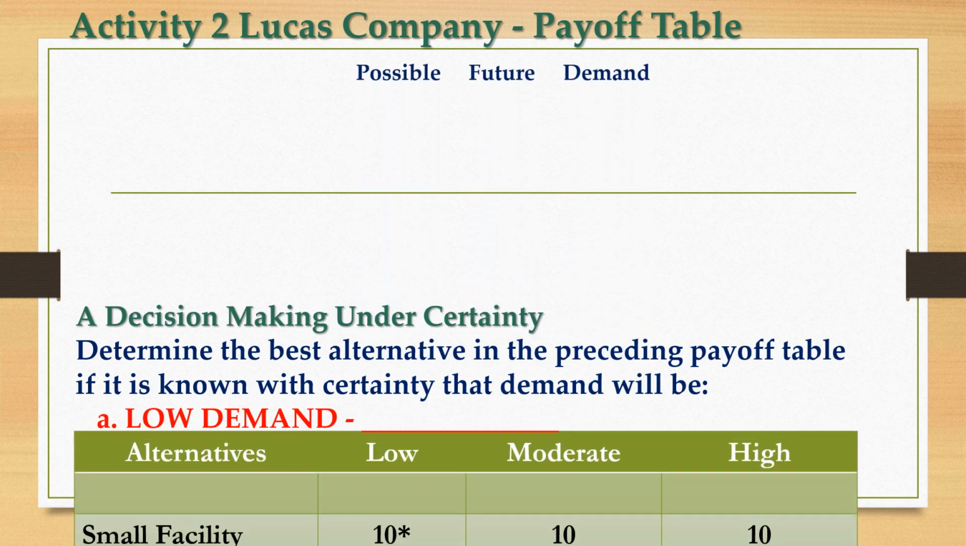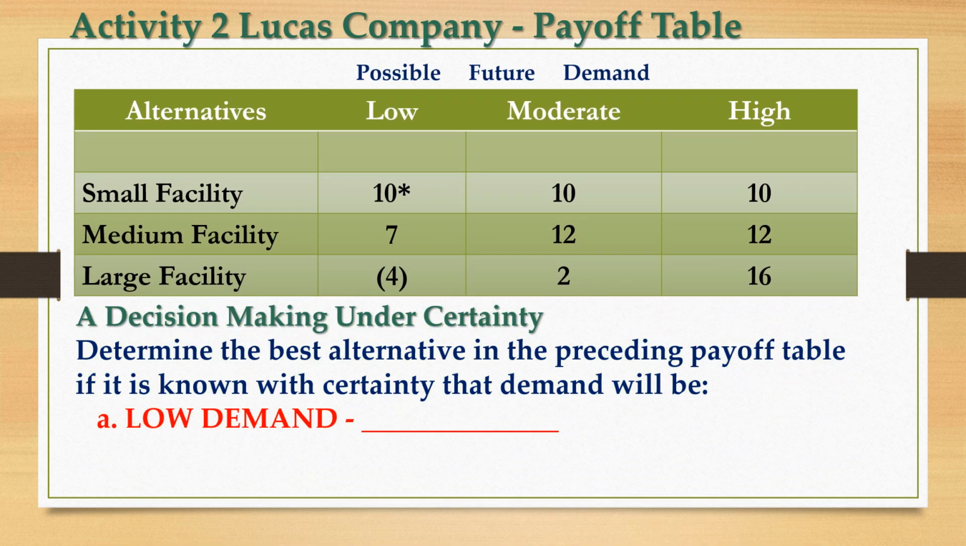Write down your answer. Again, you are certain that demand will become low. Choose the highest payoff under the column low and choose the alternative that corresponds to that highest amount. Let us now check your answer.